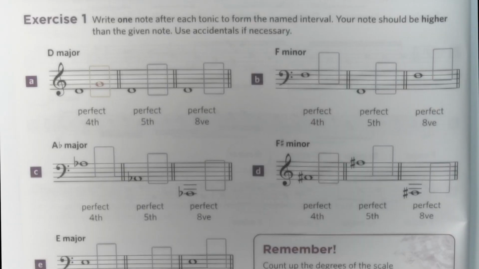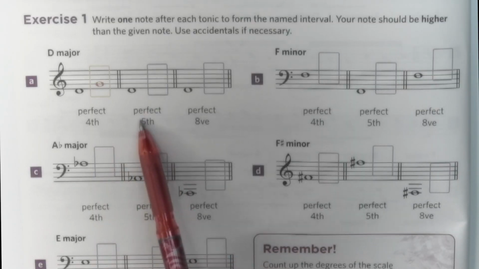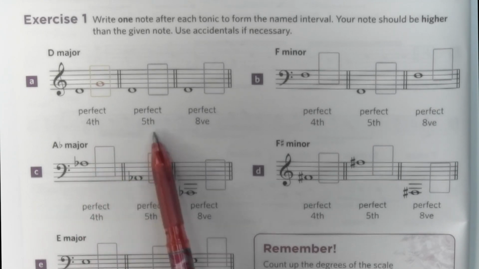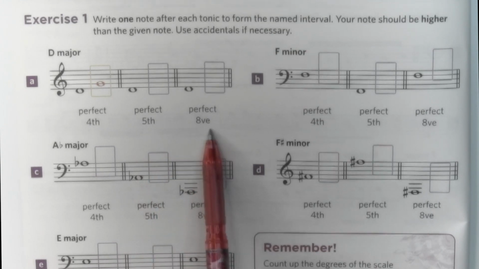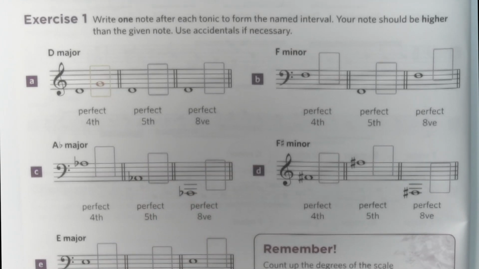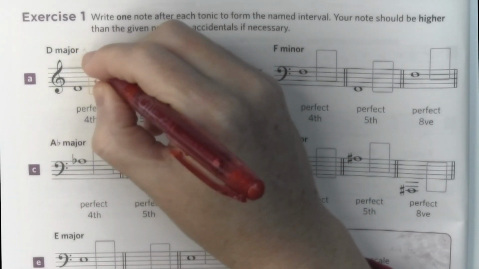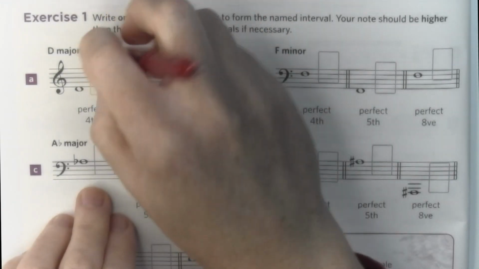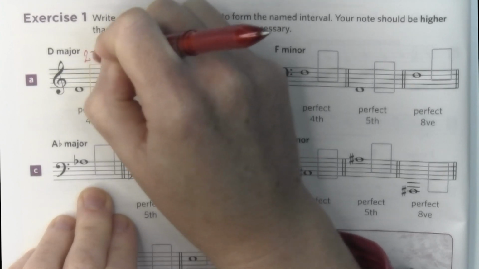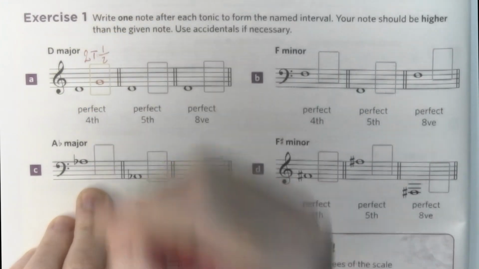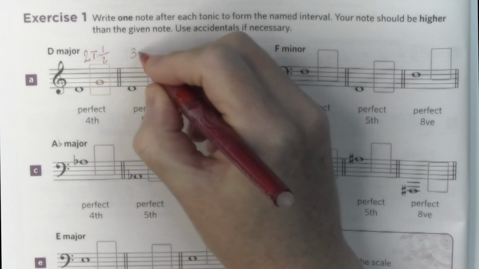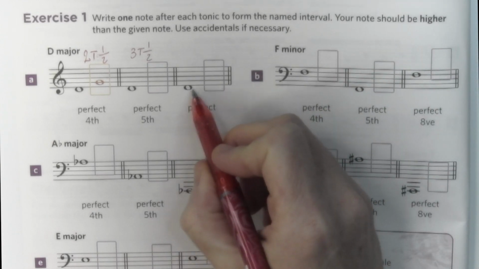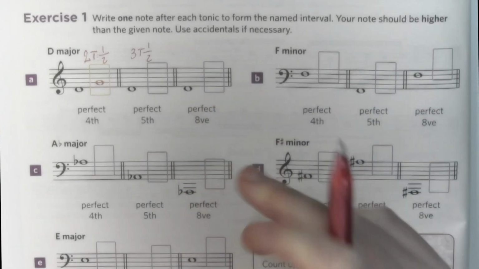In exercise 1, we need to write the note that forms the given interval. As options, we have perfect fourth, perfect fifth, and perfect octaves. A perfect fourth is 2 tones and a half. A perfect fifth is 3 tones and a half. A perfect octave is the same note, an octave higher, my favorite.